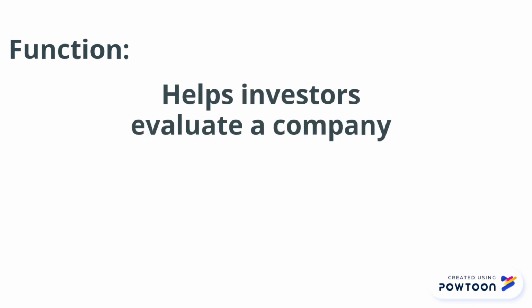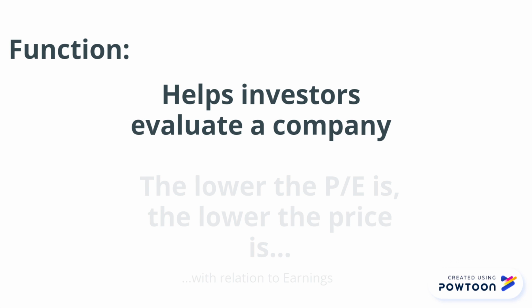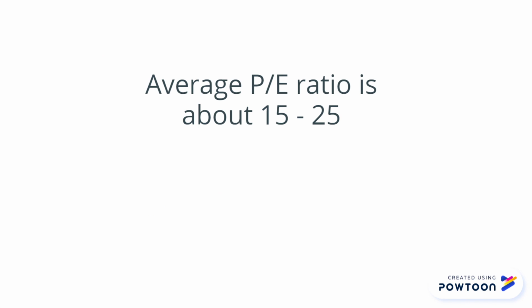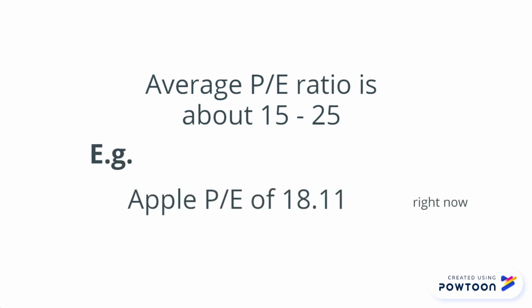Function of this is that it helps investors evaluate a company better. The lower the PE, the lower the prices. Average PE ratios are about 15 to 25. For example, Apple with 18 and Facebook with 23.3.